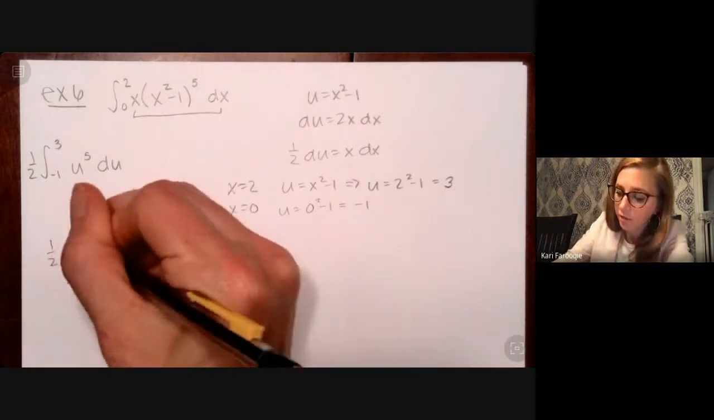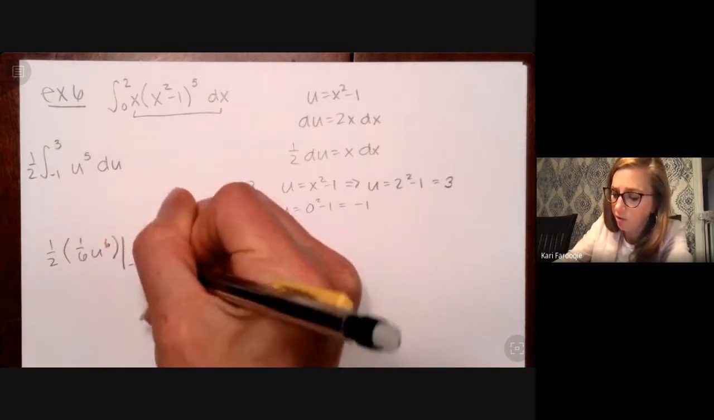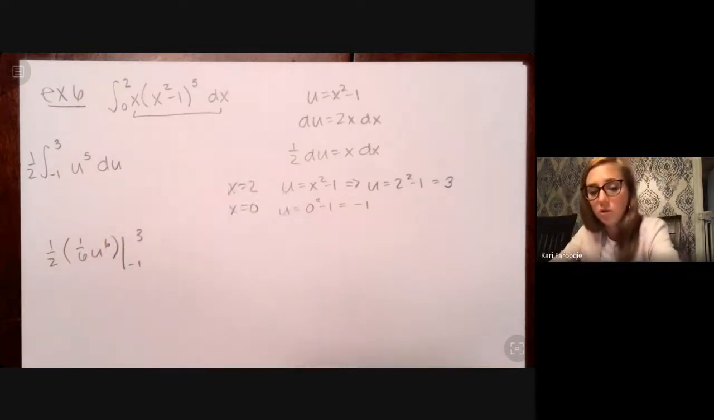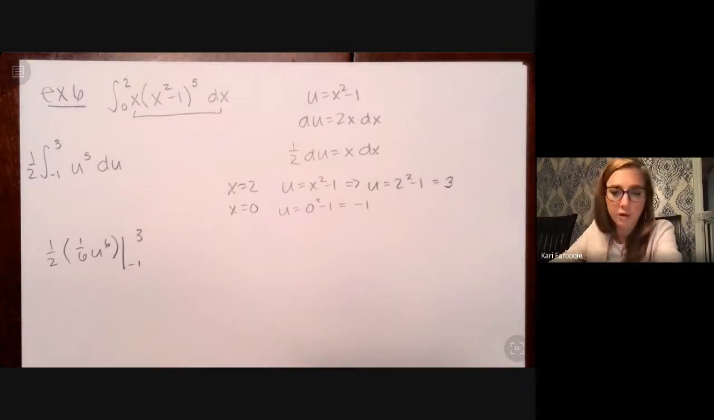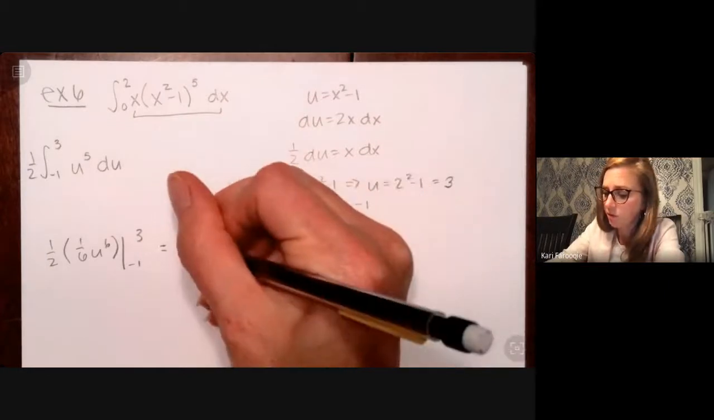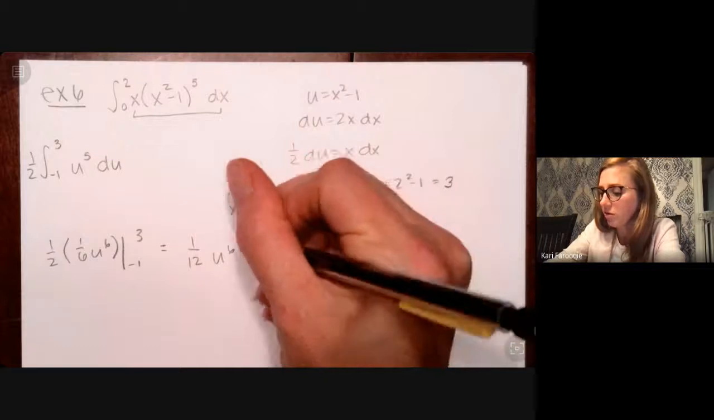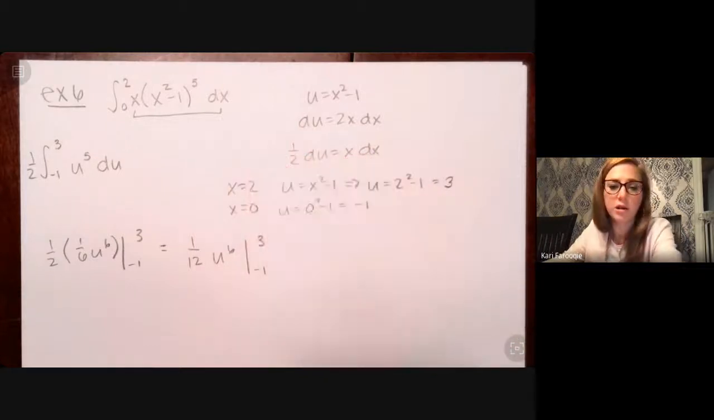So I've got 1/2, and then I'm going to increase the power by 1 and divide by the new exponent. Now it's a definite integral. Remember, we generally use these to represent the area under a curve. Definite integrals do not get the plus c. The plus c is just that arbitrary constant of integration that we apply to an indefinite integral. That's not the case here. So we're going to use the FTC, the fundamental theorem of calculus. I'm going to simplify this slightly to 1/12 u to the 6th. I'm going to evaluate that from -1 to 3.